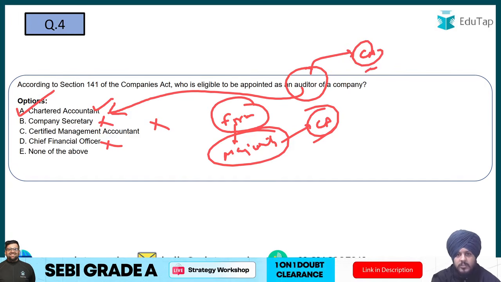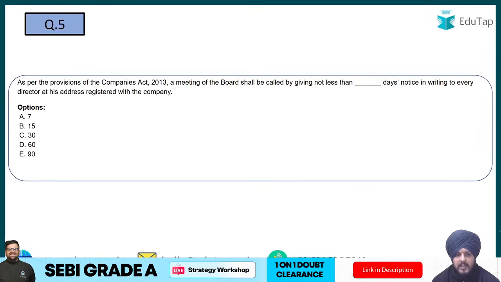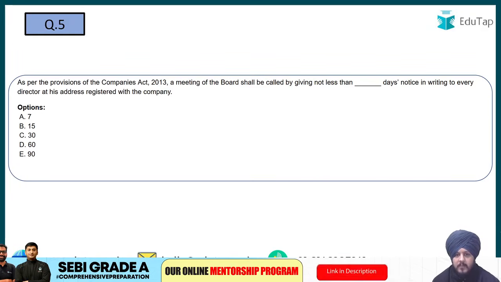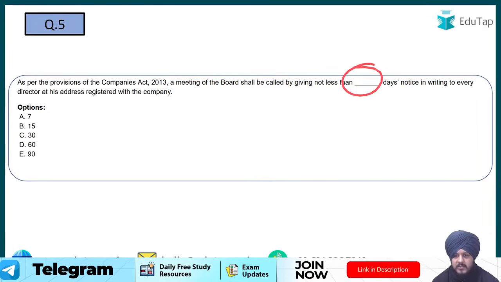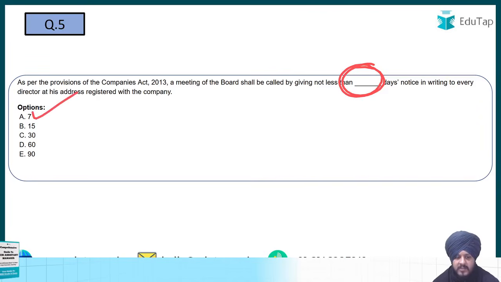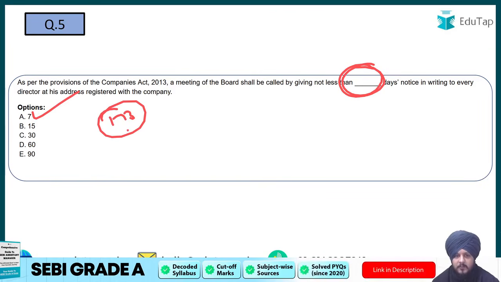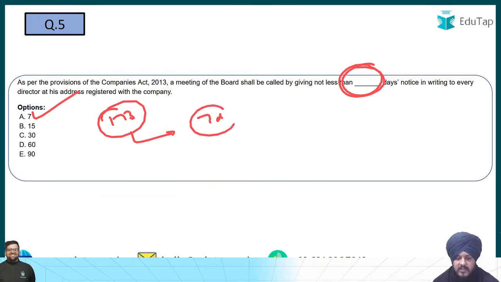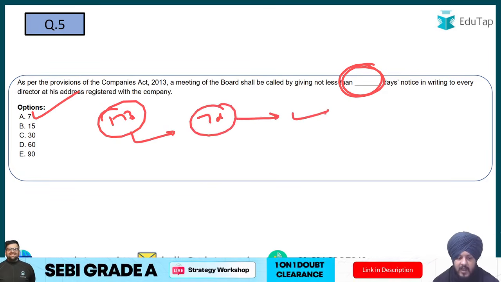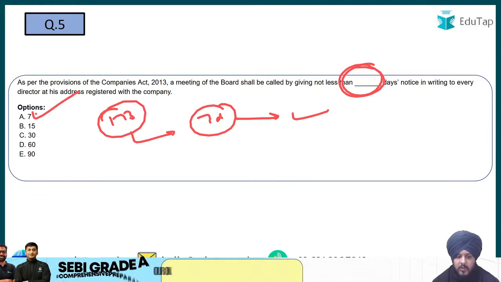Now let us move on to question number 5. As per the provision of the Company Act 2013, a meeting of the board shall be called by giving not less than dash days notice in writing to every director at his address registered with the company. So a meeting of the board of directors shall be called by giving not less than how many days notice? It is basically 7 days notice, because as per Company Act section 173, a minimum of 7 days notice in writing must be given to every director at the address that is registered with the company to convene a board meeting. So 7 days is going to be the answer to this question.